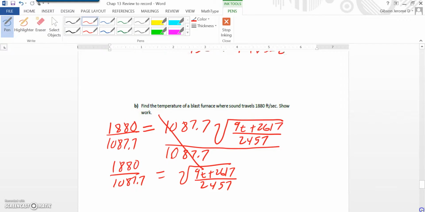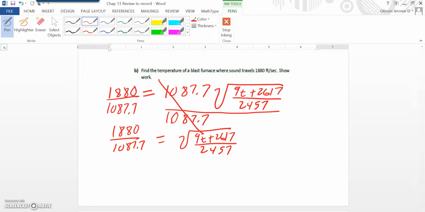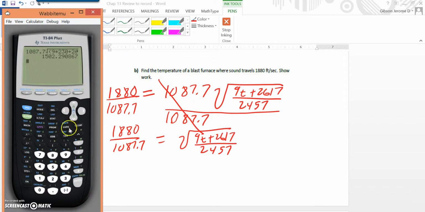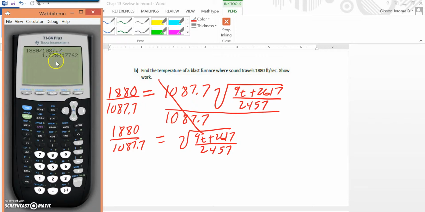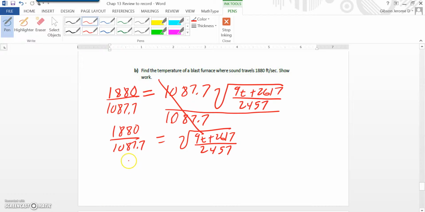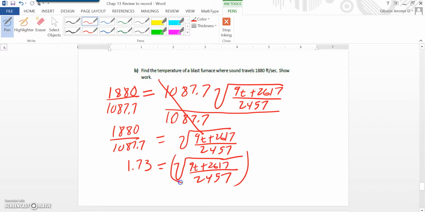So before we do that, let's just do a little approximation here. We could take our calculator here, and let's clear this out. And we could take 1,880 divided by 1,087.7 and just round this to 2 decimal places. So that would be approximately 1.73. So this would be 1.73 is equal to the square root of 9T plus 2,617 over 2,457. Now we would square both sides to get rid of the square root.